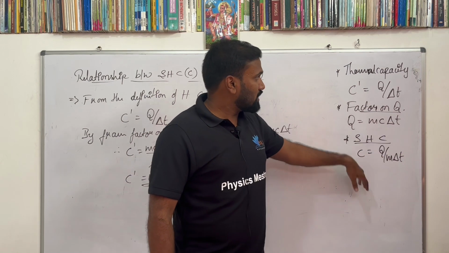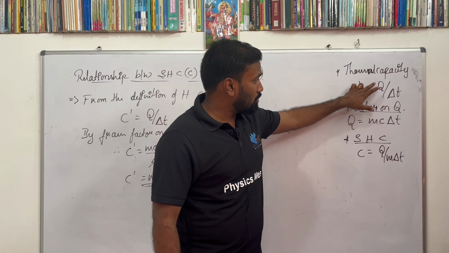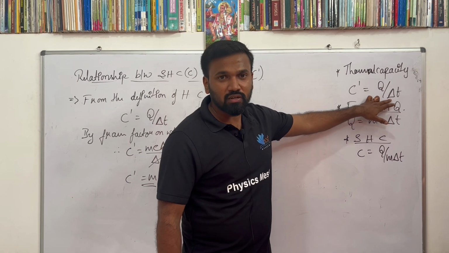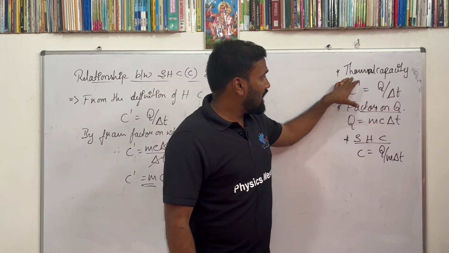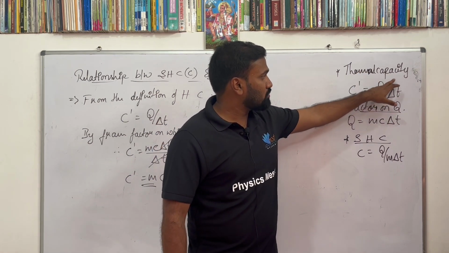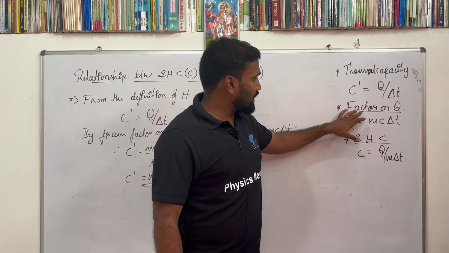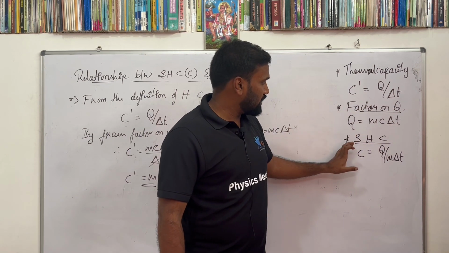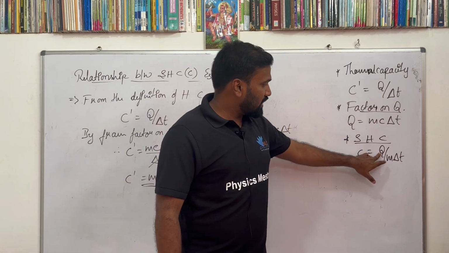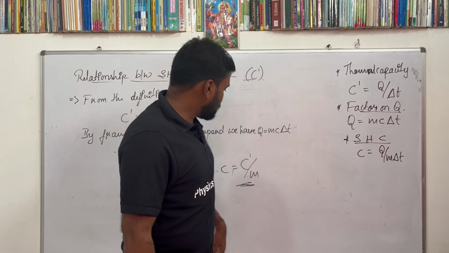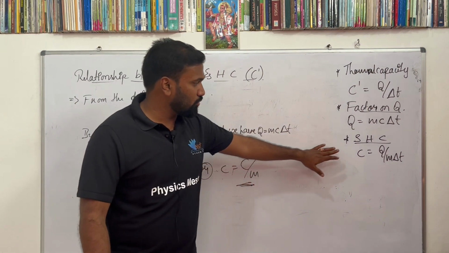In the second one, thermal capacity, it is the amount of heat energy required to raise the temperature by 1 degree Celsius, and the definition is like this. The SI unit of thermal capacity is what? Joules per Kelvin, calorie per Kelvin. Next, specific heat capacity is the amount of heat energy required to raise the temperature by 1 degree Celsius per unit mass.